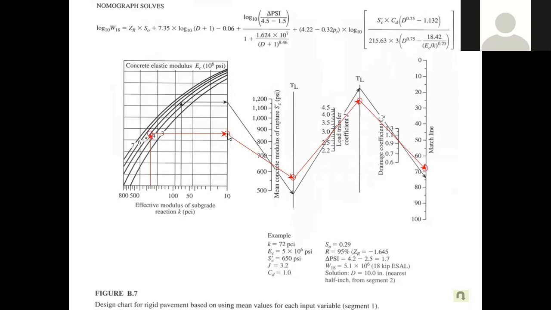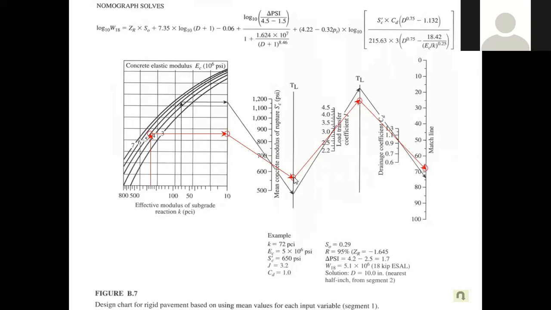Now, to go ahead, I have to join this point with the modulus of rupture. That is 650. So I know this is 650. I join this point and extend it and stop at the transfer line. Actually, in a nomograph, we always join 2 points and extend it to the third point. Project it to the third point.